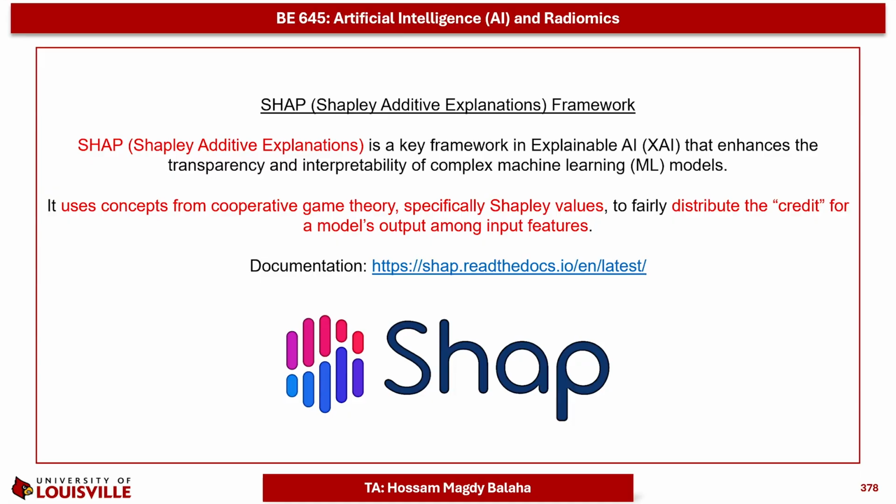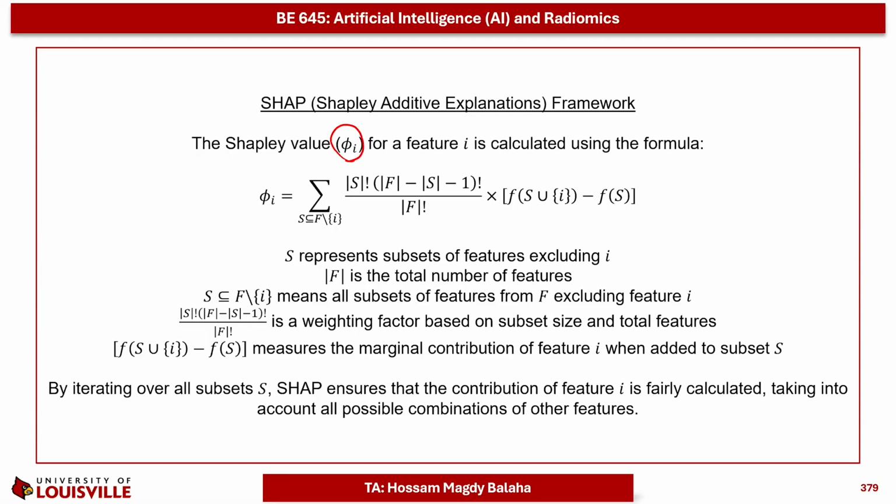One of the common frameworks in explainable AI is called SHAP, or Shapley Additive Explanations, and this framework enhances the transparency and interpretability of complex machine learning models. And this framework is based on the concept of cooperative game theory, especially something called the Shapley values. And here, these values fairly distribute the credit for a model's output among the different input features. And the Shapley value, let's say it's phi i for a certain feature i, and we can calculate phi i, or the Shapley value for feature i, using this formula.